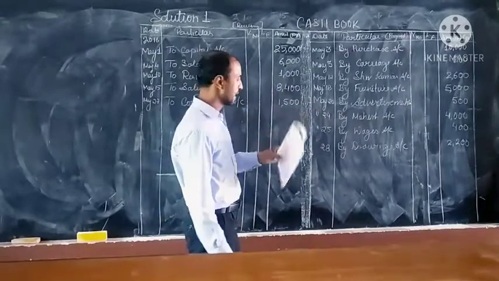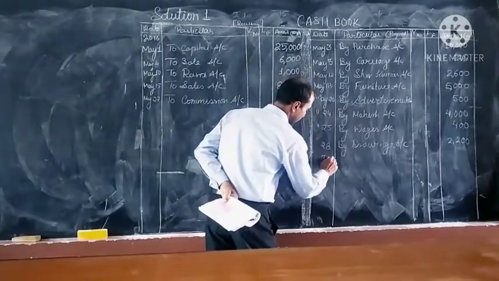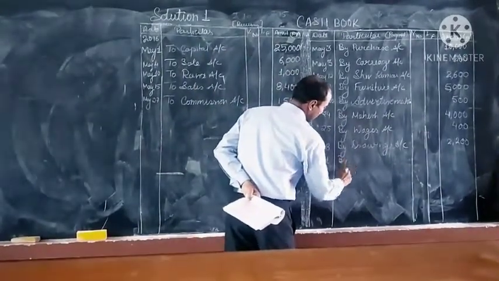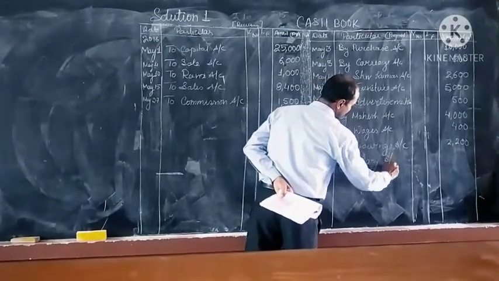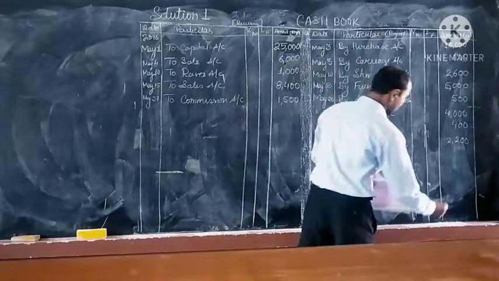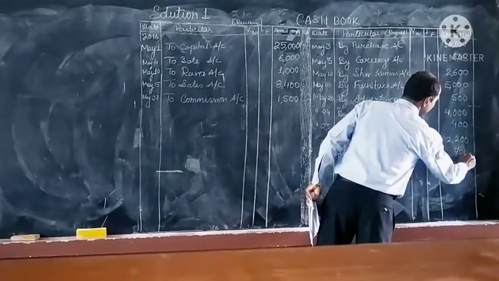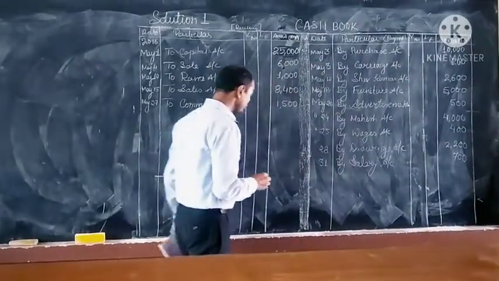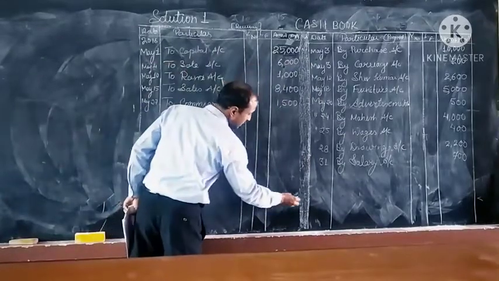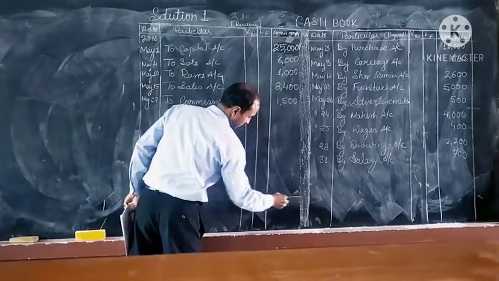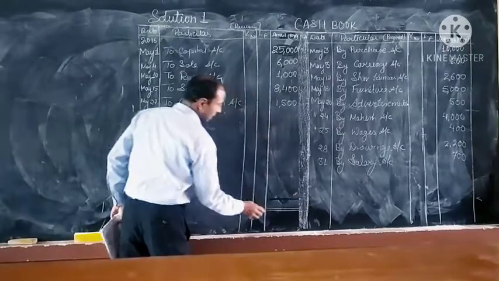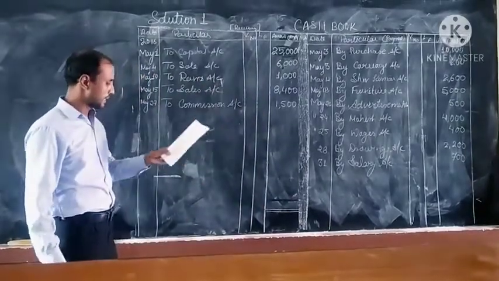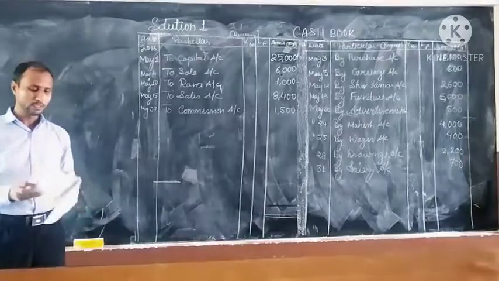And last is paid salary on 31st. So here we have 31st, by salary, salary account. And the amount given is 700. Now what you have to do? You have to add all the things here. Add it and let me know, what balance will you get after adding?